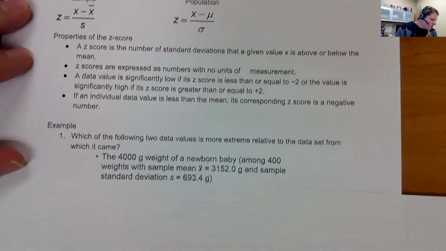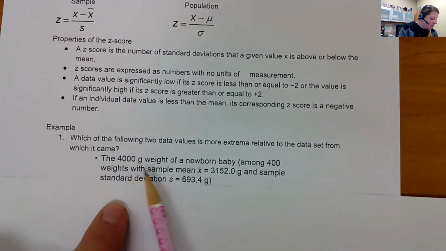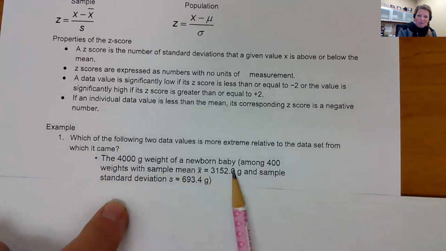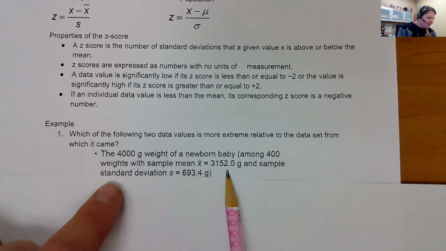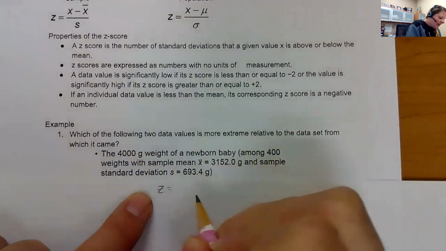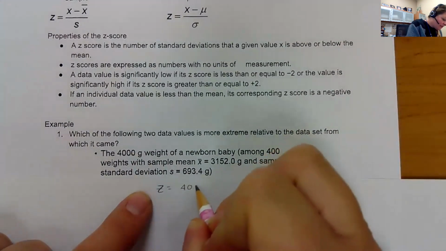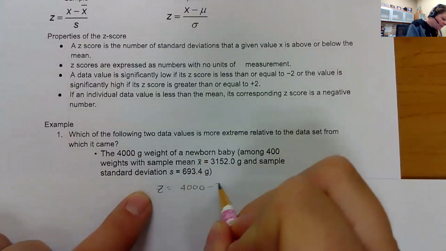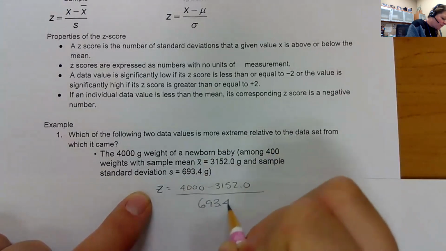So let's try this example. Which of the following 2 data values is more extreme relative to the data set from which it came? The weight of a newborn baby, 4,000 grams, among 400 weights with this sample mean and this sample standard deviation. So we're going to find the z-score of this 4,000. I take my x value, 4,000, and subtract off the mean, 3152.0, and divide by 693.4.